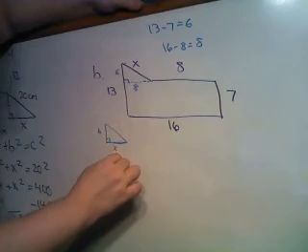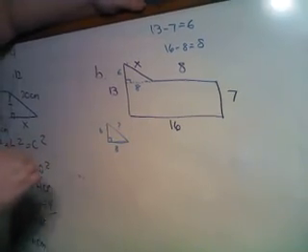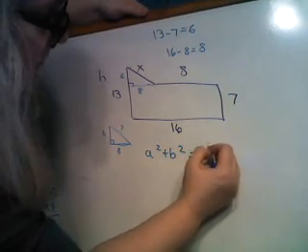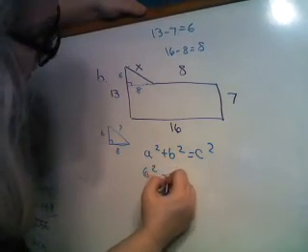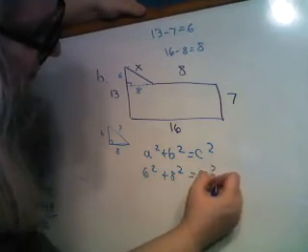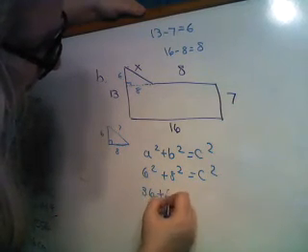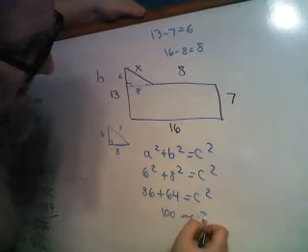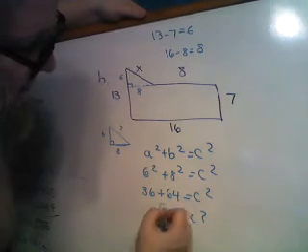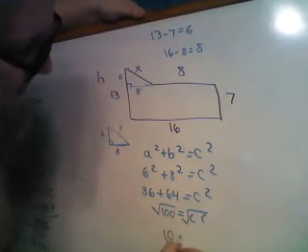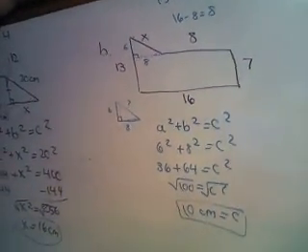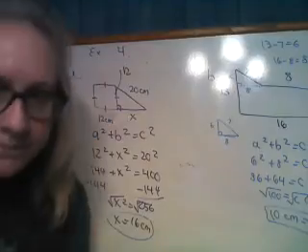It's a 6 by 8 by, and we have to figure out the hypotenuse. So I'm going to do a squared plus b squared equals c squared. 6 squared plus 8 squared equals c squared. 36 plus 64 equals c squared. Sum them, you get 100. Square root, you get 10 centimeters for that missing side.